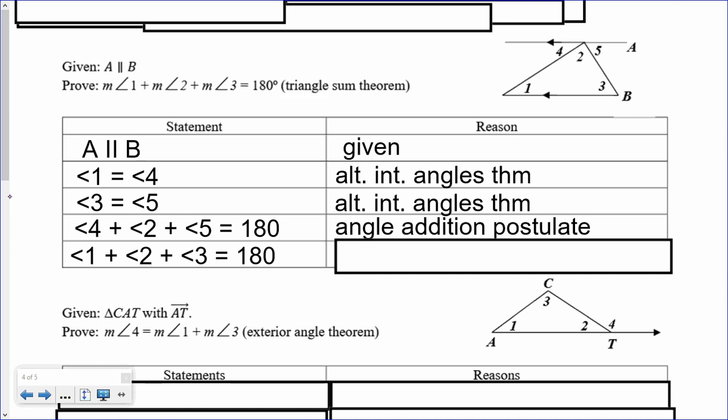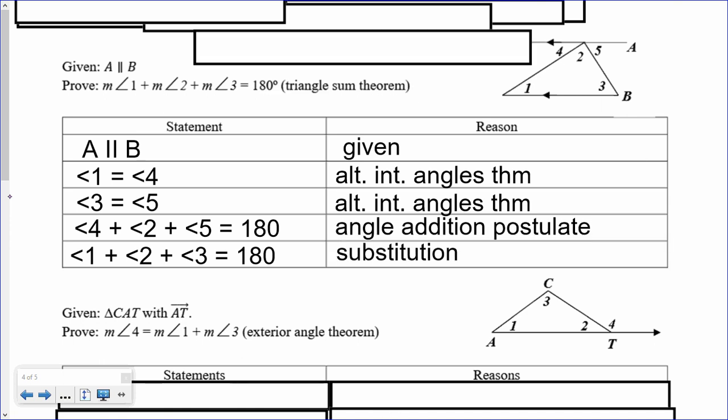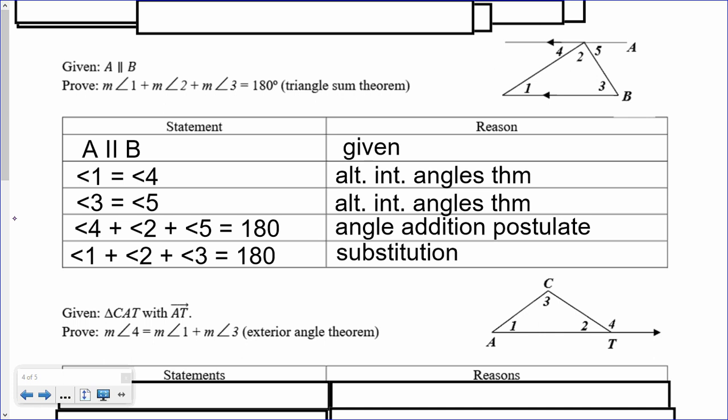And what property lets me do that? Transitive or substitution. Well, this one would definitely be substitution. We're not going to use transitive this time because it's just a straight substitution into an equation. Right? Everybody see how I did that one? Alright.